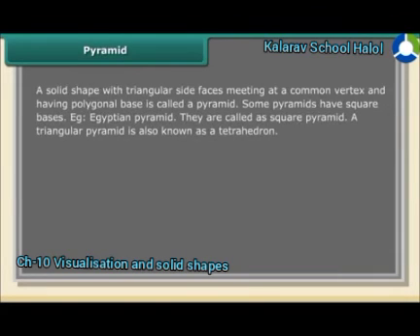Pyramid. A solid shape with triangular side faces meeting at a common vertex and having a polygonal base is called a pyramid. Some pyramids have square bases, for example, the Egyptian pyramid. They are called square pyramids. A triangular pyramid is also known as a tetrahedron.